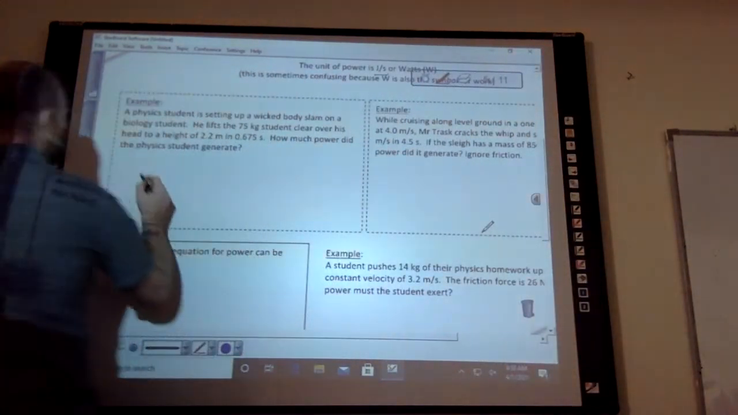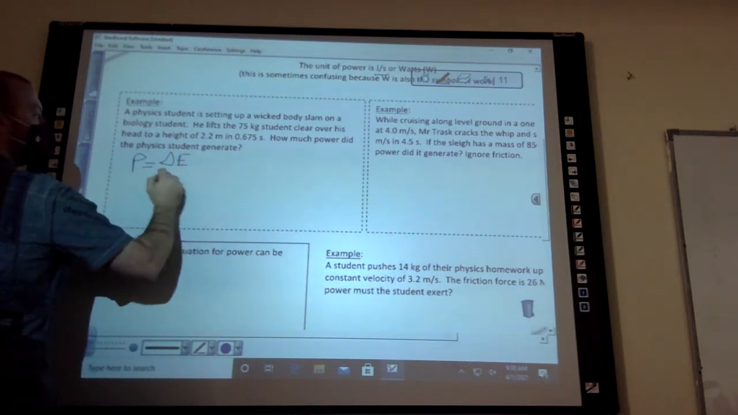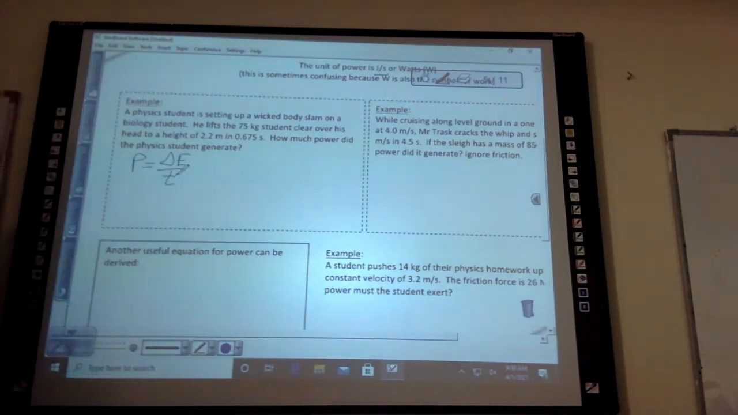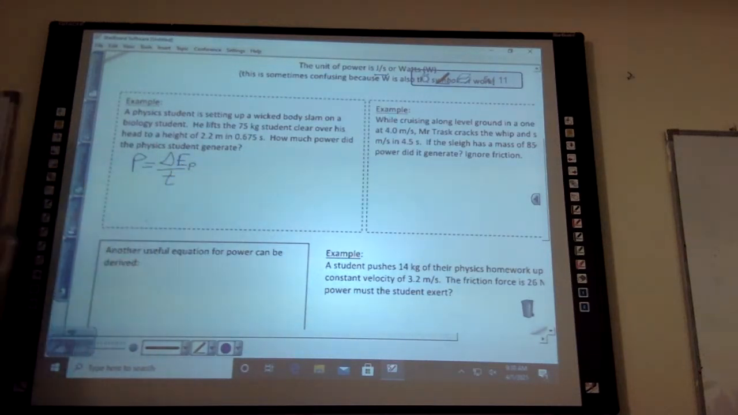So using the above equations, power is change in energy over time. And what type of energy is changing in this case? Kinetic or potential? Potential. Why? If something's going up, it's going to have a change in potential. Unless you have a change in velocity as well, then you've got a combo of both. But right now we're just dealing with potential, so it's change in potential energy.